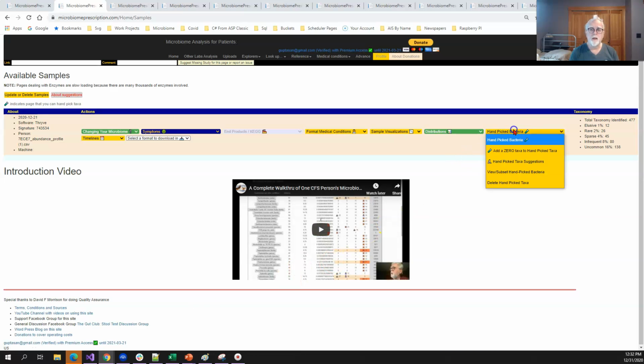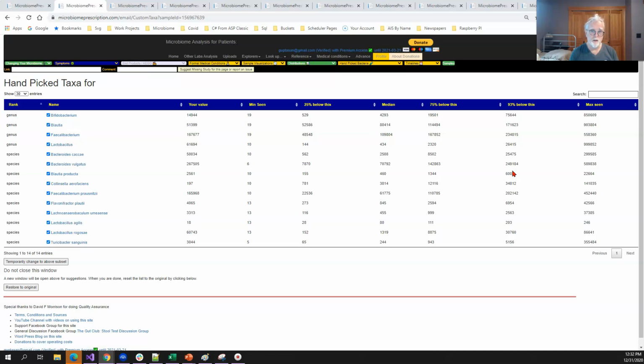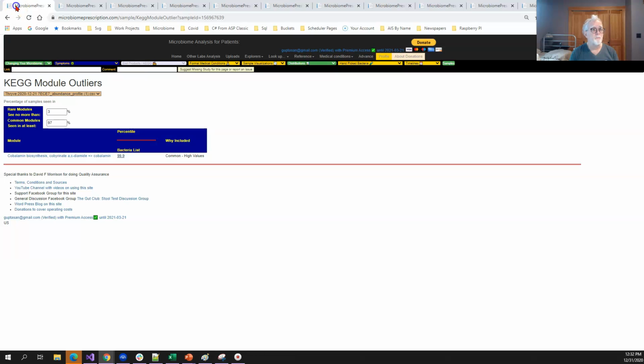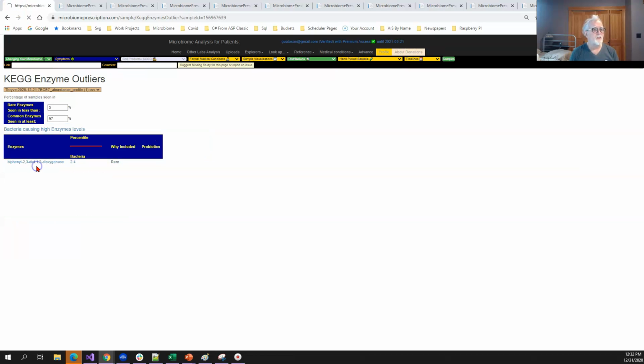Let's take a quick look at hand-picked bacteria again. Our list is getting bigger. We have a few genuses, and everything else is at the species level, which is a good state to be in. So returning back to here, we'll look at the enzymes.